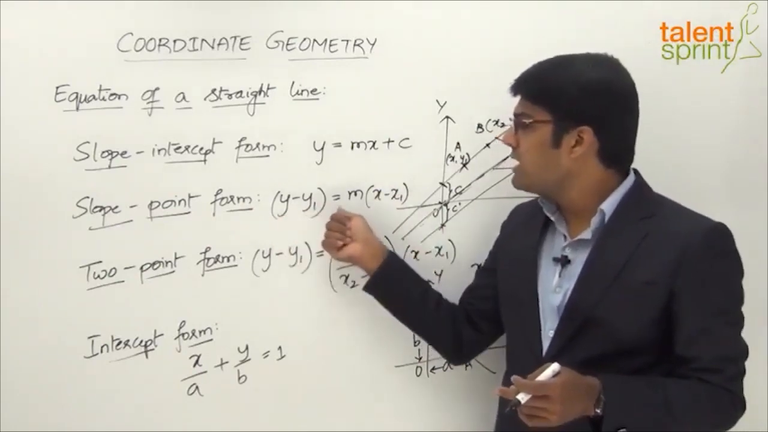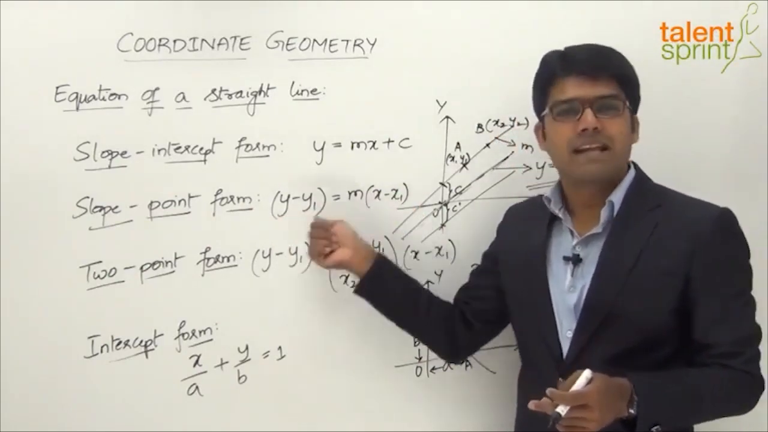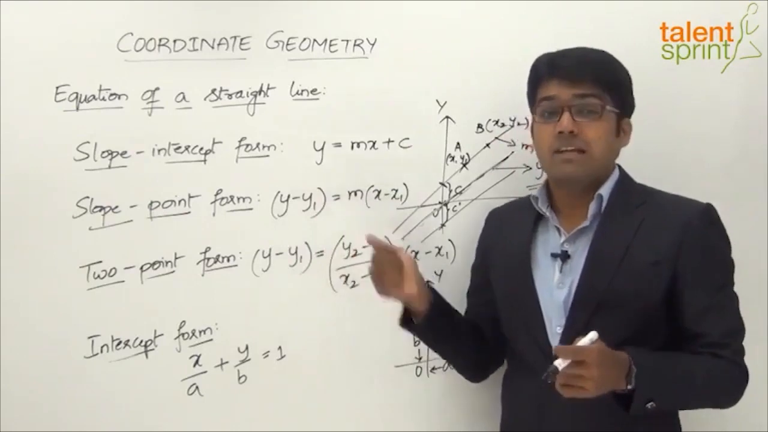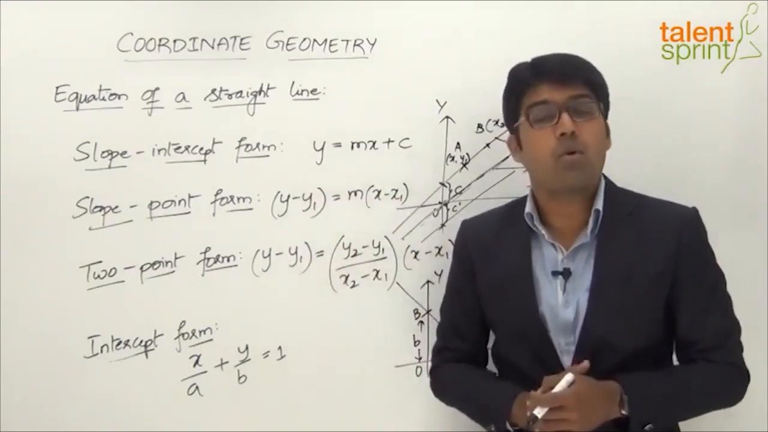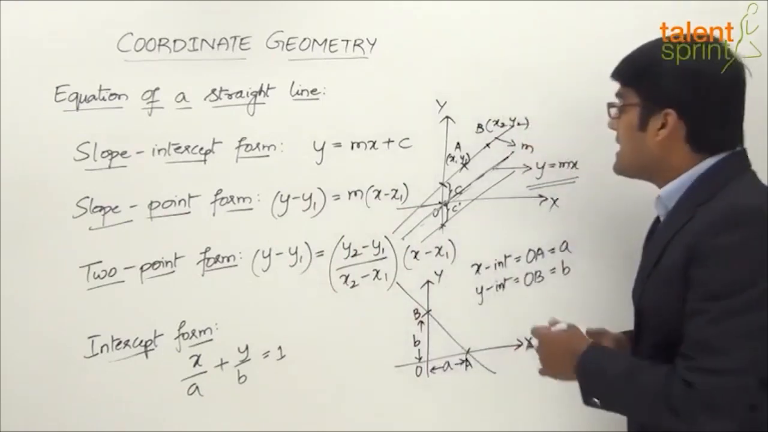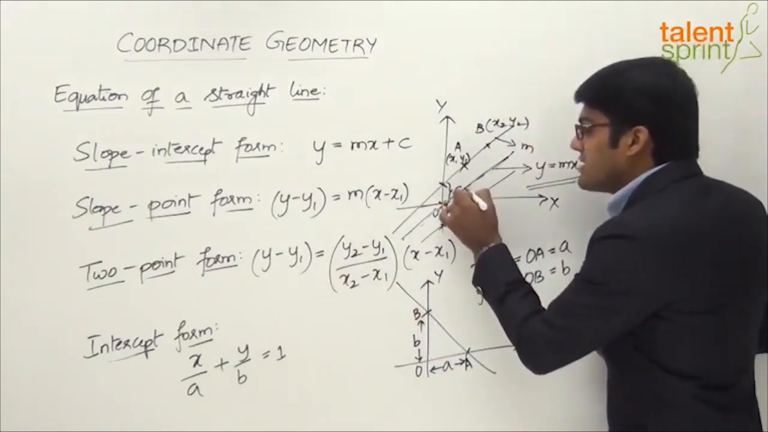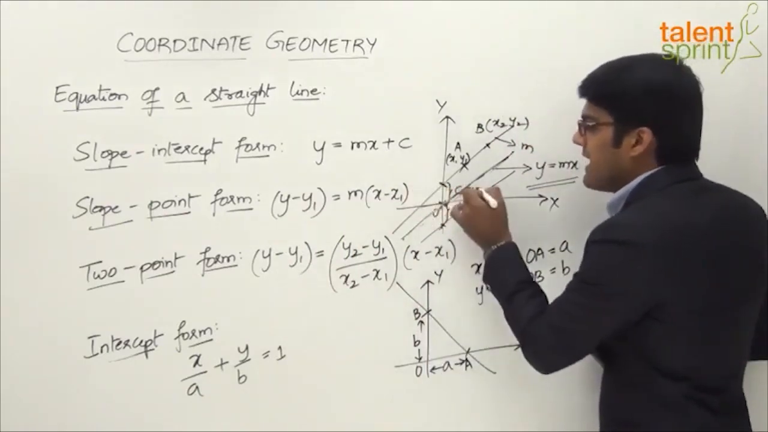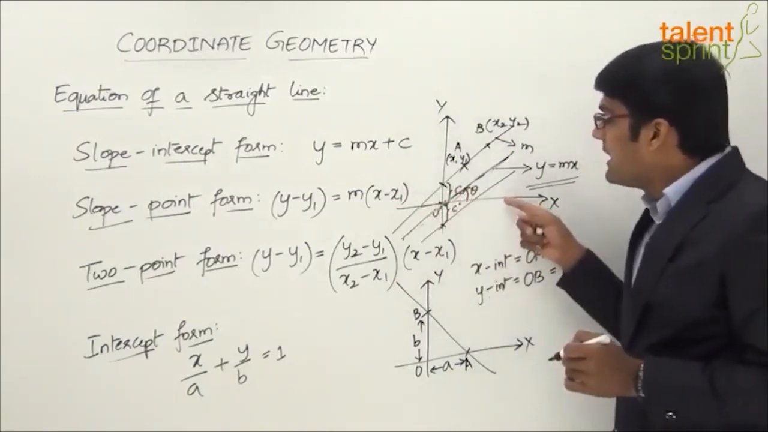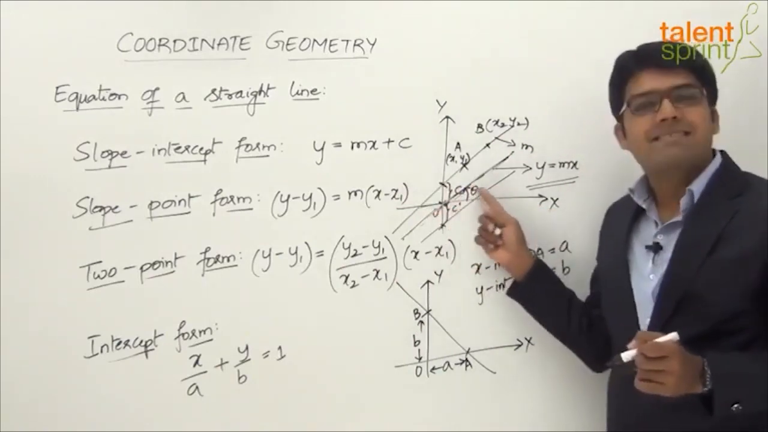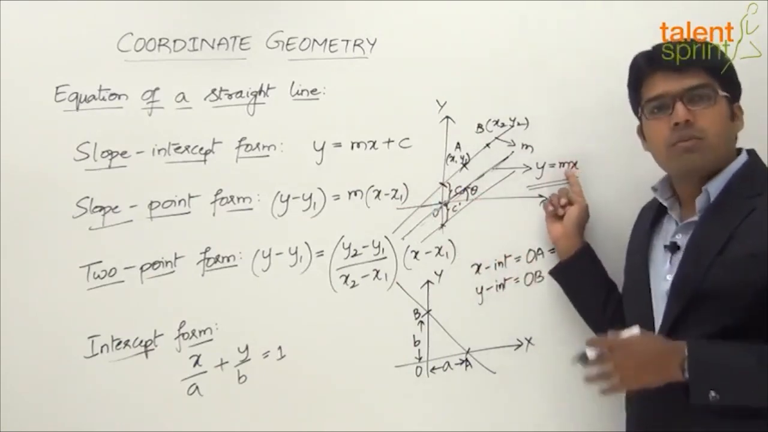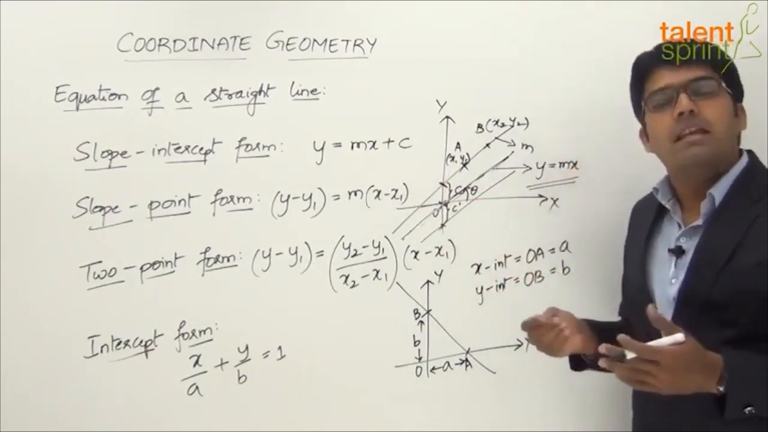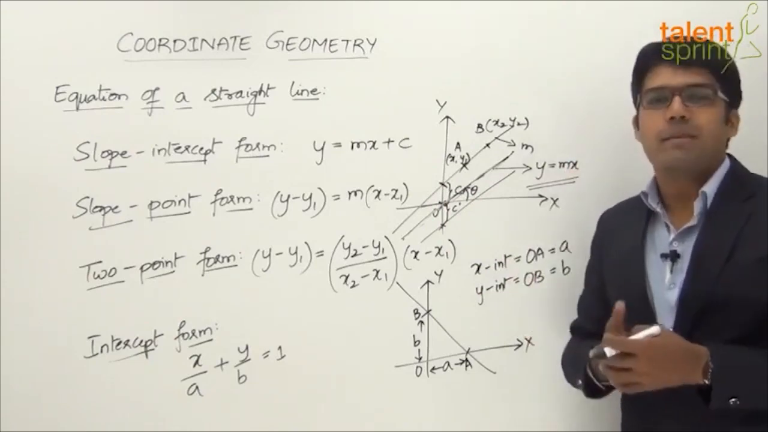Y minus 0 equals m into x minus 0. So that again gives us y equals mx. So clearly, if the line passes through the origin, the equation of the line would become y equals mx. And as and when theta changes, y equals mx. The angle here is theta, the angle of inclination of the line with the x-axis. So as and when theta changes, the gradient or the slope, that is m, also changes. The equation will remain y equals mx.